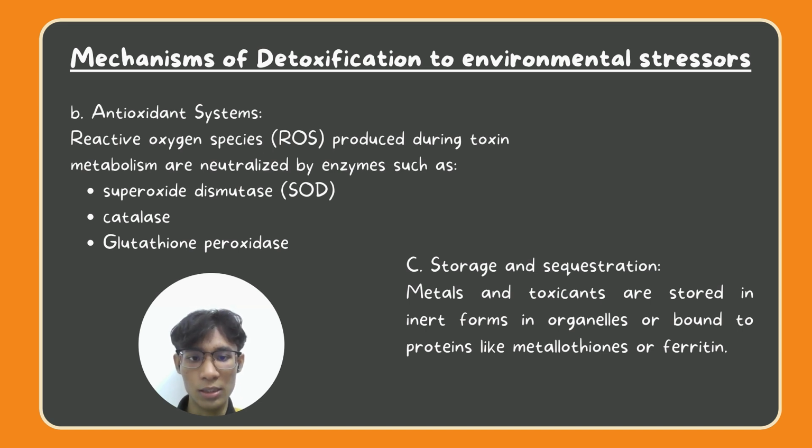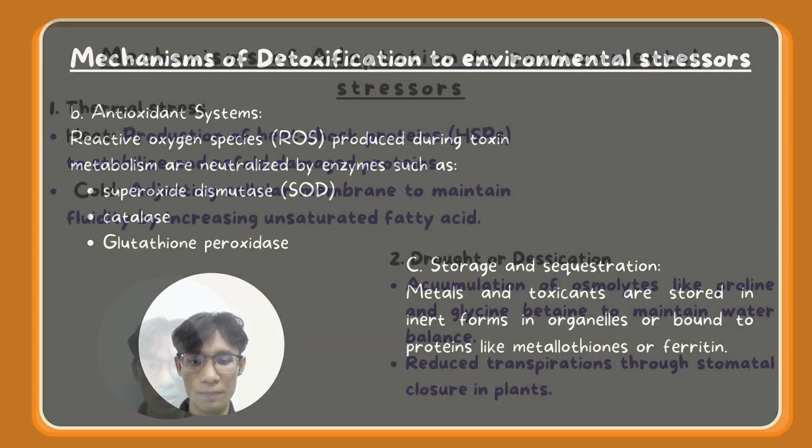Next is storage and sequestration. Metals and toxicants are stored in inert form in organelles or bound to proteins like metallothionein or ferritin. The function of this is to prevent immediate toxicity by isolating harmful substances, and it will provide a buffer period for detoxification and excretion systems to process the toxin safely.